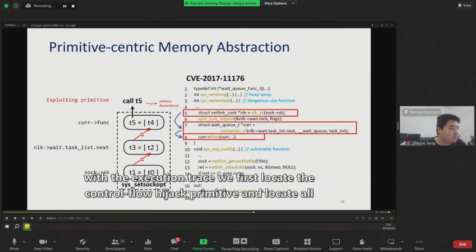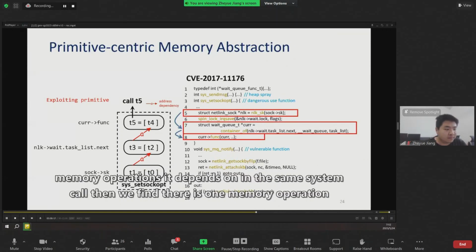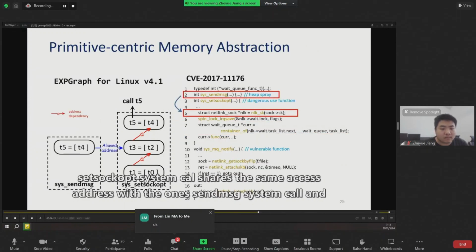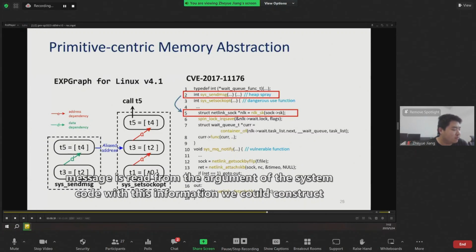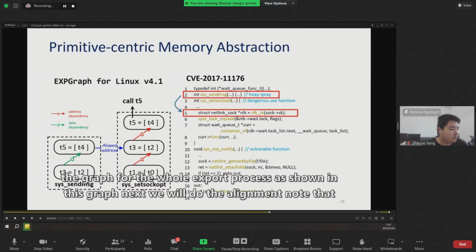With the execution trace, we first locate the control flow hijack primitive and locate all memory operations it depends on in the same system call. Then we find there is one memory operation in the setsockopt system call that shares the same access address with the ones in the sendmsg system call, and the data read in setsockopt is written in sendmsg. Finally, we find that the data written in sendmsg is read from the argument of the system call. With this information, we can construct the graph for the whole exploit process, as shown in this graph.